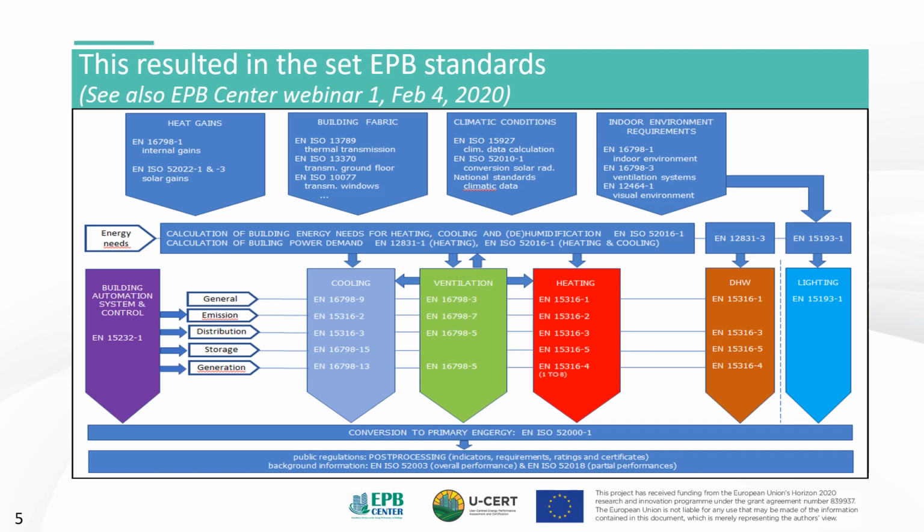I give an overview of the set of standards. For more information, I refer to webinar number 1 of the EPB Center website. I will not go into detail, but this picture reflects the main set, from boundary conditions input on the top to energy need calculations by EN ISO 52016 in the middle, to the energy use calculations for the various heating, ventilating, air conditioning, cooling, lighting, and other systems to deliver the energy to the building, and converting the total energy use to primary energy and post-processing this information for the energy performance certificate.